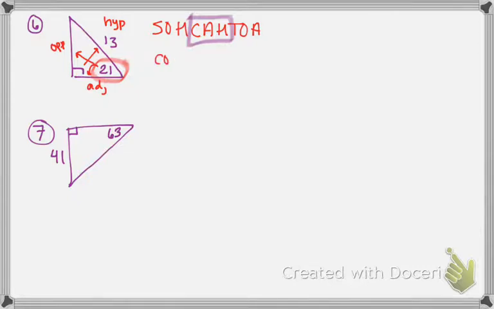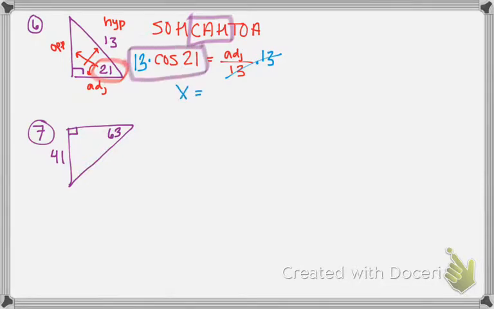So we're going to use cosine of the angle, which is 21, equals adjacent, which we don't know. You can call it an x or whatever you want to, over the hypotenuse, which is 13. The unknown is in the numerator. So right now, our unknown is being divided by 13. The opposite of dividing by 13 is multiplying by 13, but we have to do it to both sides. So now this is what's going to go in your calculator. 13 times cosine of 21, and you should get 12.1. Remember to be in degree mode.